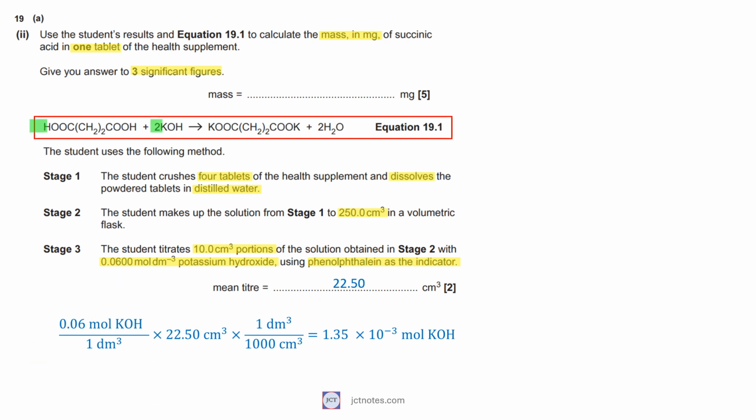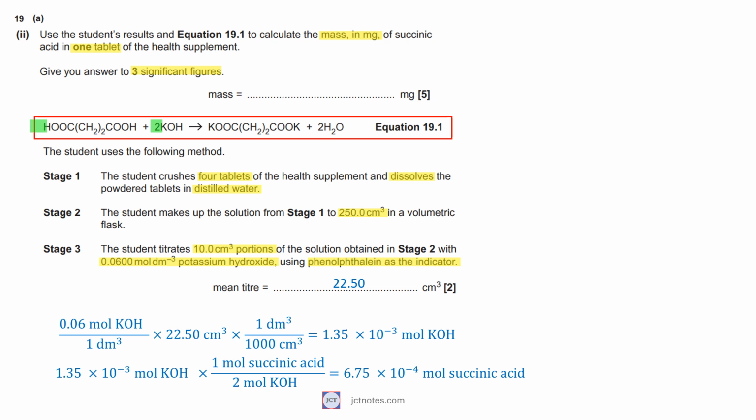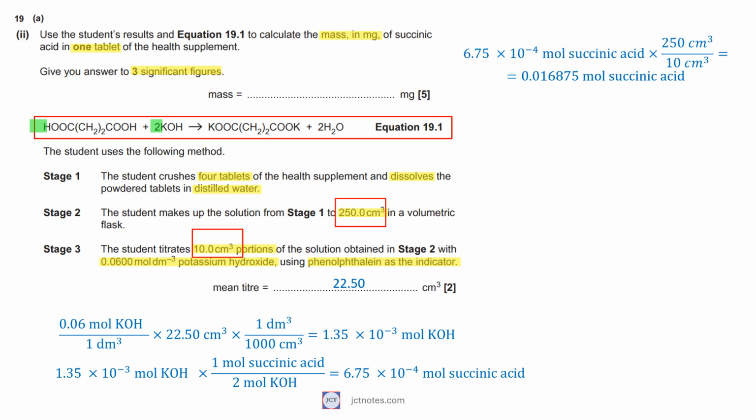From the equation of the reaction, we know that 1 mole of succinic acid reacts with 2 moles of potassium hydroxide. So, we have neutralized 6.75 by 10 to the power of -4 mole of succinic acid. These were taken from 10 cubic centimeters portions from 250 cubic centimeters. We can calculate that in the 250 cubic centimeters solution we have 0.016875 mole succinic acid.